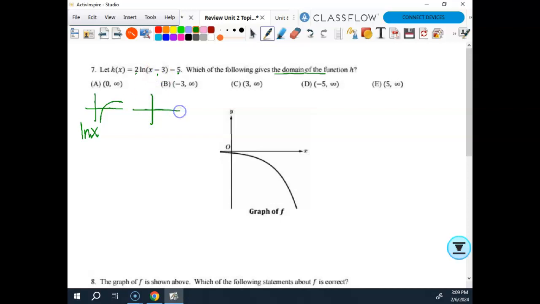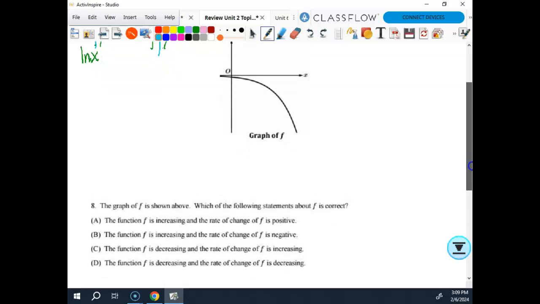That means that I go to the left 3. I'm sorry, no, it doesn't. It means I go to the right 3. And so I end up over here. But what's important for my domain is to know where my asymptote was. My asymptote on the original one is at 0. If I move to the right 3, then my asymptote is now here at 3. So that means my domain goes from 3 to infinity, which is C.